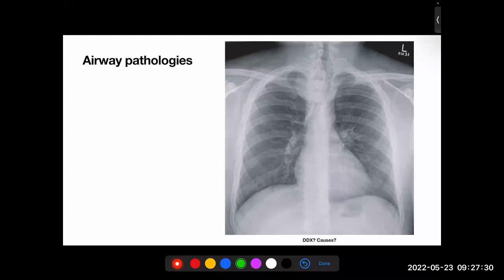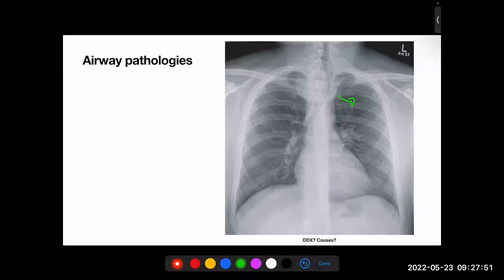To the left. Trachea is deviated to the left. I agree with that. So what are the pathologies that cause tracheal deviation? This one will be in the exams. Pneumothorax, thank you.